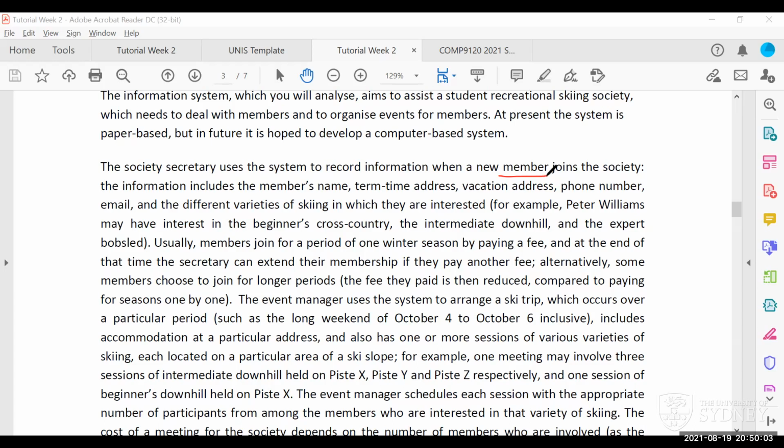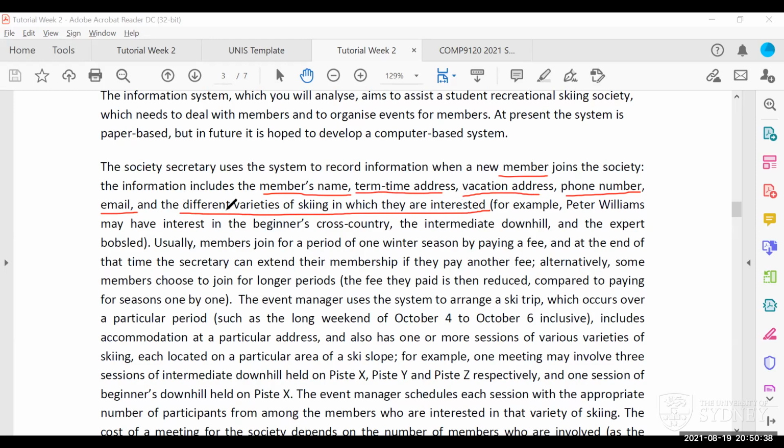Hopefully everyone gets that. And you can see here as well, member will have various attributes. These are all attributes of a member: name, term time address, vacation address, phone number, and email. These are all attributes that describe the member entity. And what about the different varieties of skiing in which they're interested? Is this an attribute, or is this something else?